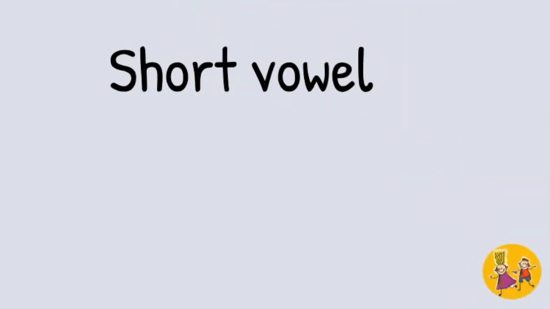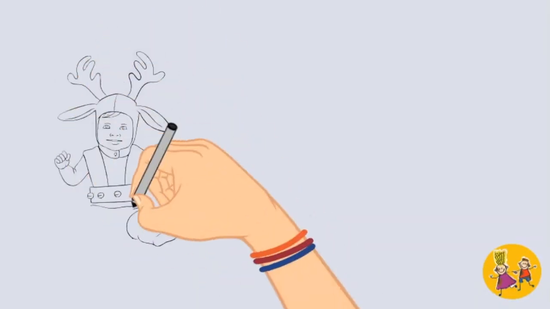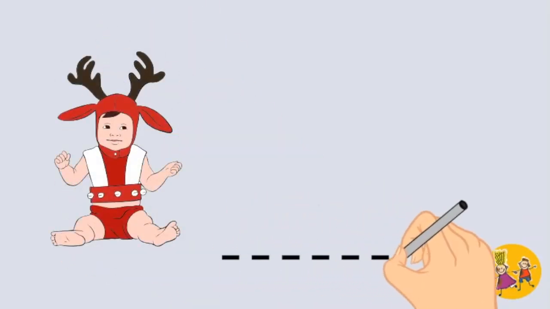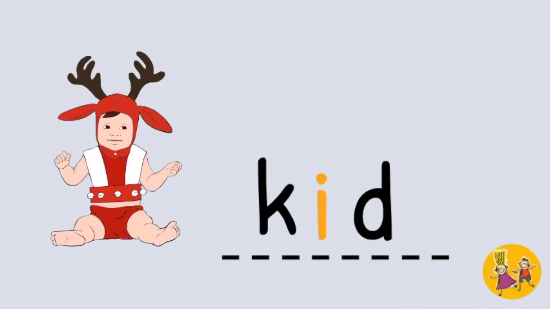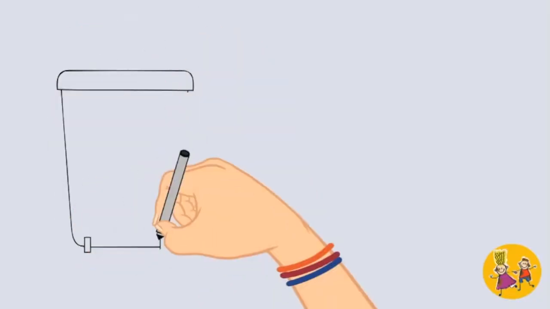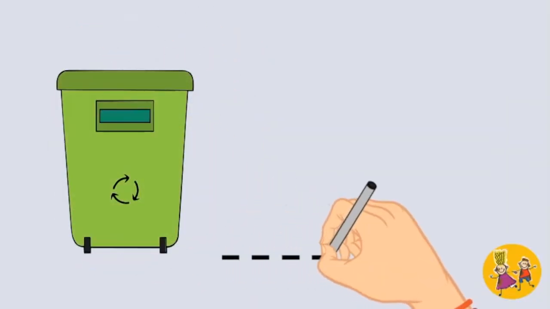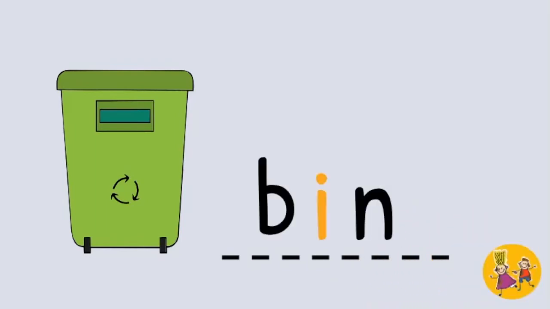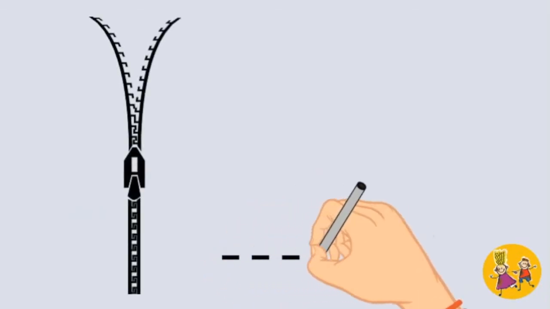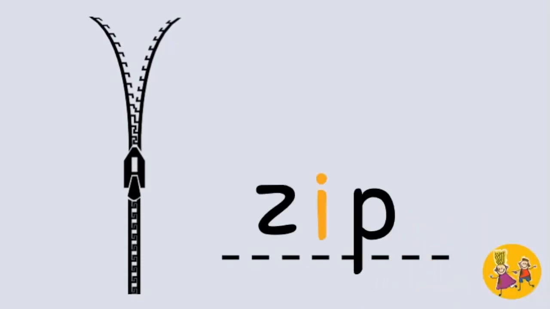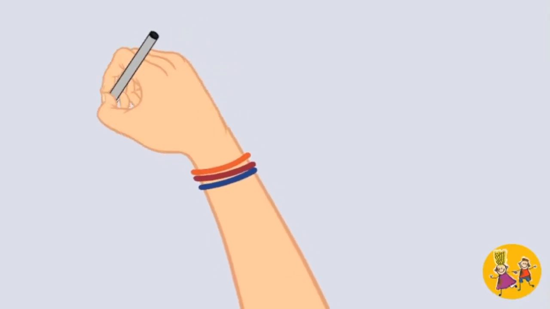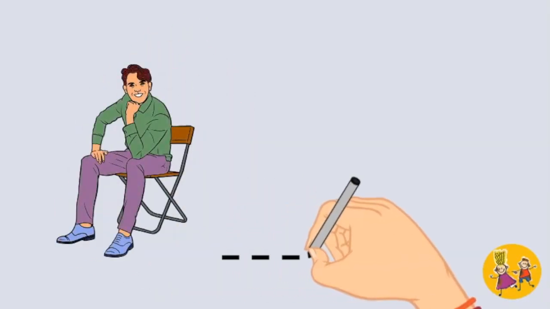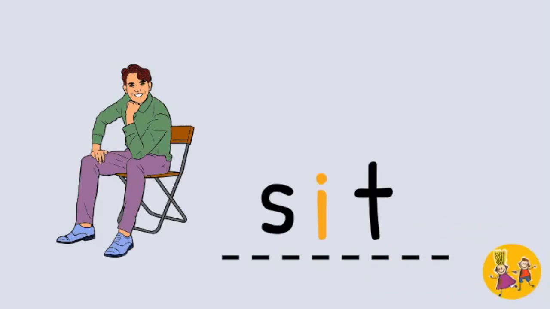Short vowel I. You pronounce it as I. Let's look at a few examples. Kid. Repeat after me. Kid. Bin. Zip. Sit.